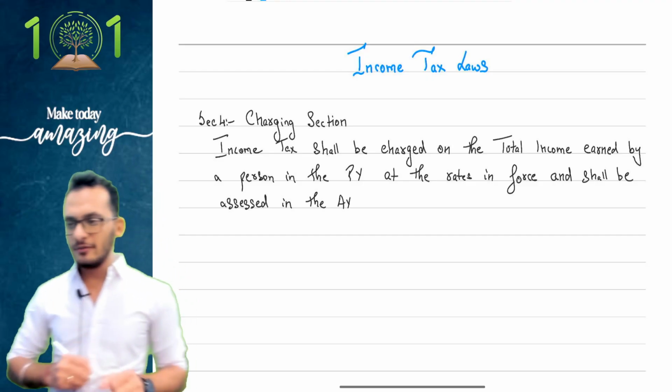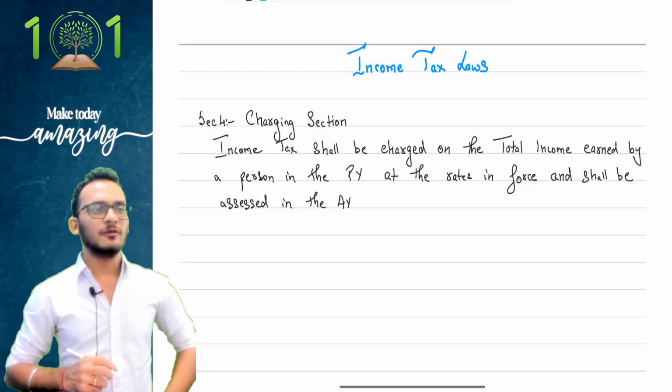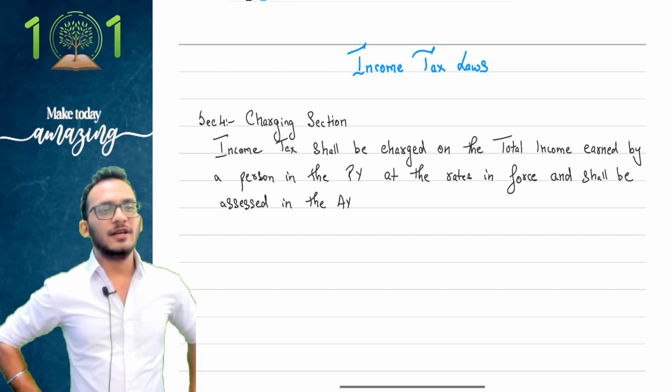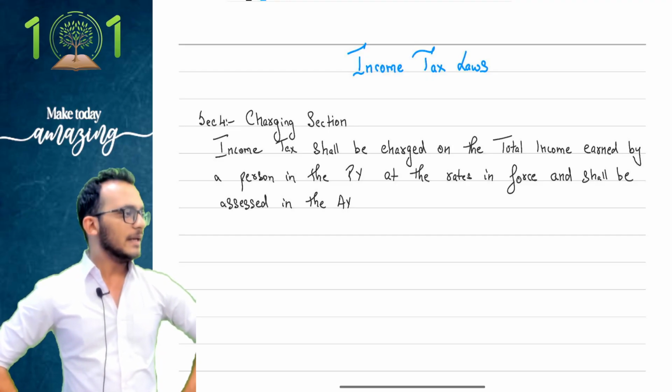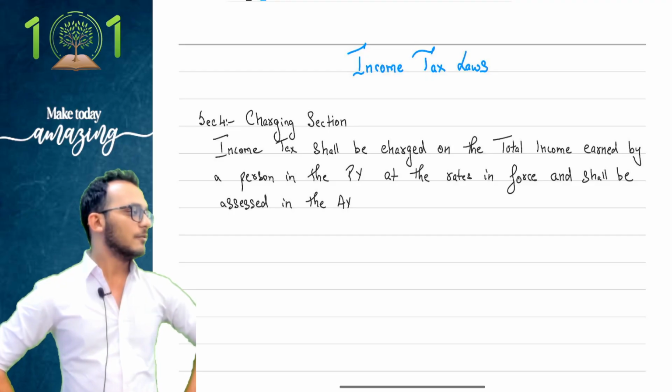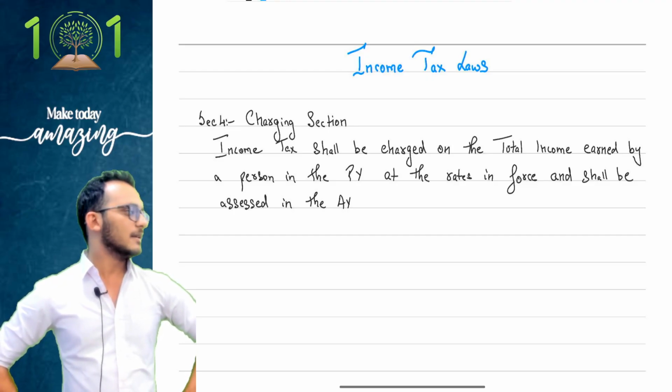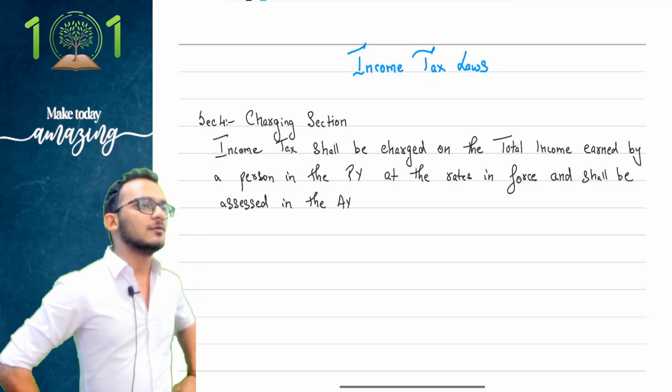So you have to write down the definition, people. This is a simple definition. Can you read the definition for me? It says income tax shall be charged on the total income earned by a person in the previous year at the rates in force and shall be assessed in the assessment year. This is what the definition is.